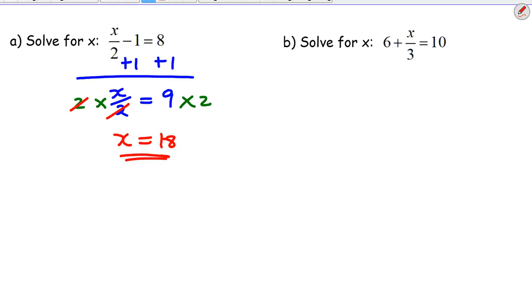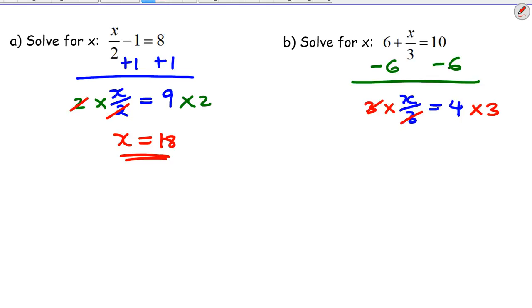The next question, we shall start by looking at x over 3 added to 6. What's the opposite of adding 6? Subtracting 6. So subtract 6 on both sides. So what we'll end up with here is 6 minus 6 is 0. So we'll have x over 3 is equal to 4. And the opposite of dividing by 3 is multiplying by 3. So multiply by 3, multiply by 3. So x is equal to 12.